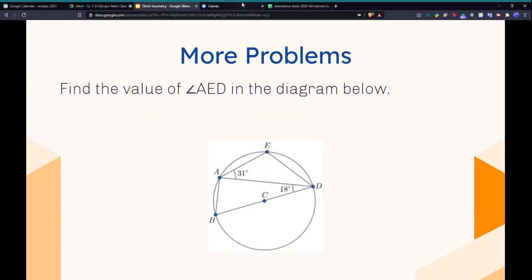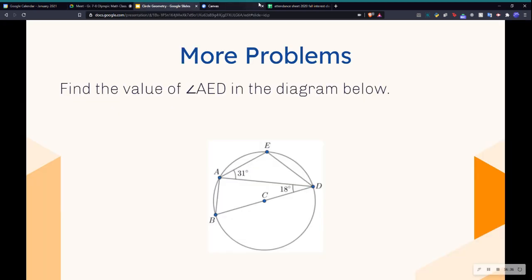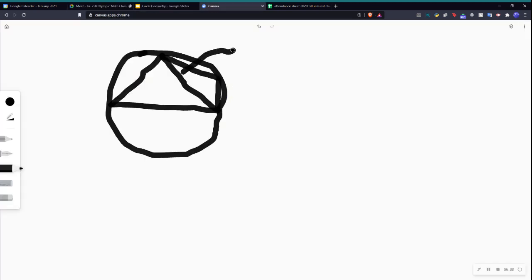Right, so what do we have here? Two triangles. We have a triangle going here. We also have another one going right here. Okay, hopefully I can fit these values. Okay, I'll just draw a line just to label them. So this is 31 degrees. This is 18 degrees. All right. And label the points.